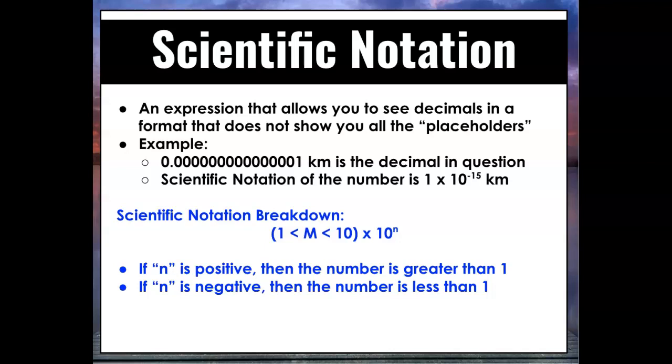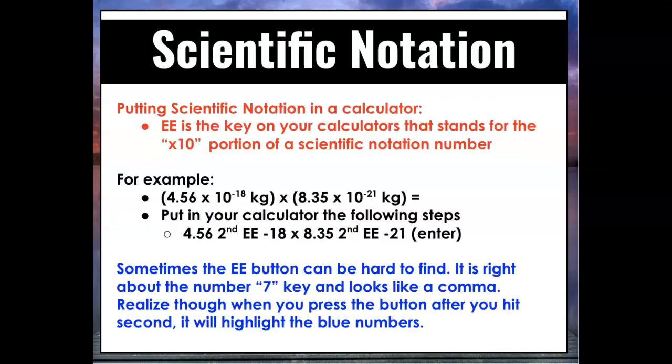So let's break down scientific notation. It's a number that's always in front of the times 10, that's between 1 and 10, where n is an integer that shows you how many positive or negative movements of the decimal place you moved. If n is positive, then the number is greater than 1, but if n is negative, it means the number is less than 1.